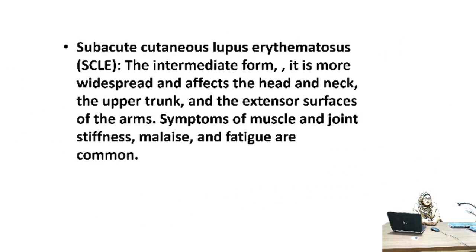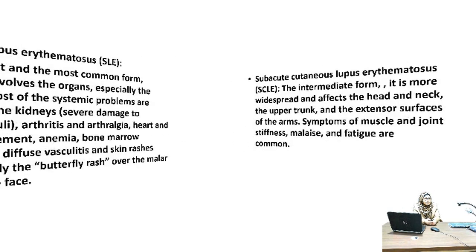Subacute cutaneous lupus erythematosus. It is the intermediate form and it is more widespread and affects the head and neck region, upper torso, extensor surfaces of the arms. Symptoms of muscle and joint stiffness, malaise and fatigue are common in this lesion.